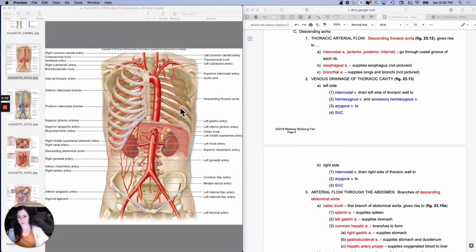So shown in the picture would be these intercostal arteries. They go through the costal groove of each rib and they deliver blood supply to the intercostal muscles and the ribs. And then not shown in this picture, but conceptually it'll make sense to you, the esophagus goes through here and it's a systemic organ. It needs blood. So you're going to give rise to blood supply to the esophagus.